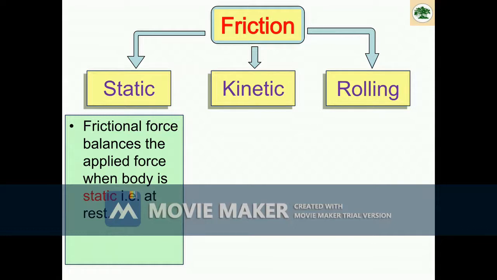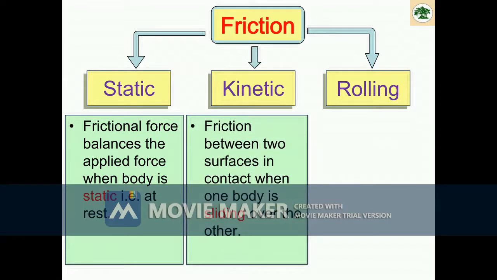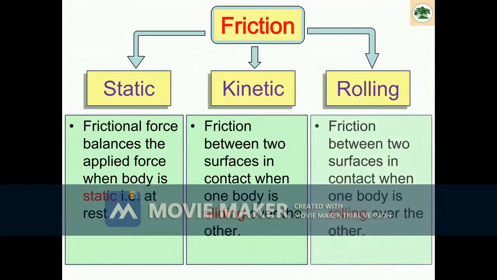The second one is the friction between two surfaces in contact when one body is sliding over the other body. This type of force is called kinetic friction. In kinetic friction, there is a relative motion of the two surfaces in contact. The third one is the friction between two surfaces in contact when one body is rolling over the other body, that is, the rolling body is in motion on another surface.